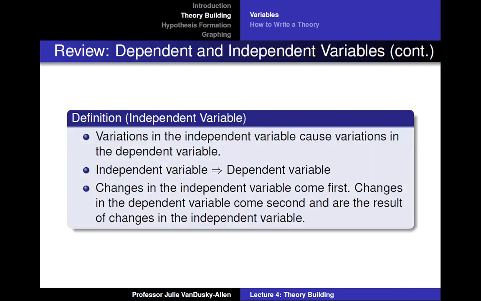Next, recall that in the second step of the scientific process, we identify one factor that influences our dependent variable. That factor is called the independent variable. We expect that variations in the independent variable cause variations in the dependent variable. In other words, changes in the independent variable come first, and changes in the dependent variable come second and are the result of changes in the independent variable.